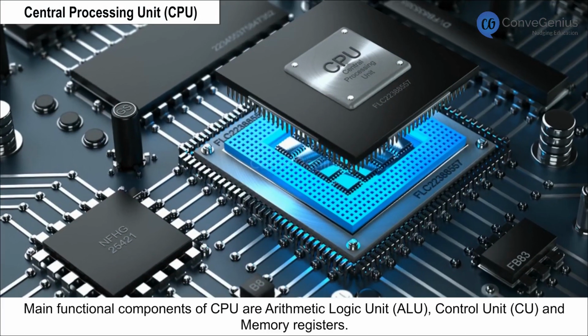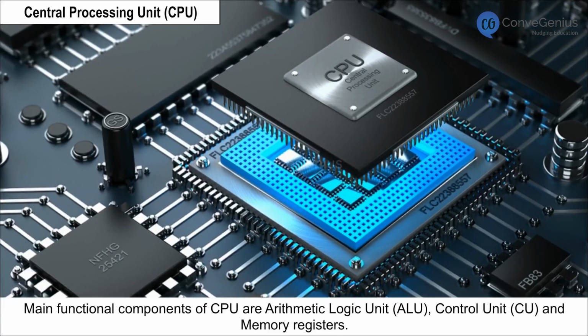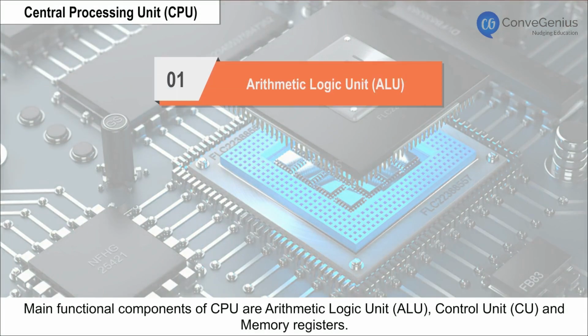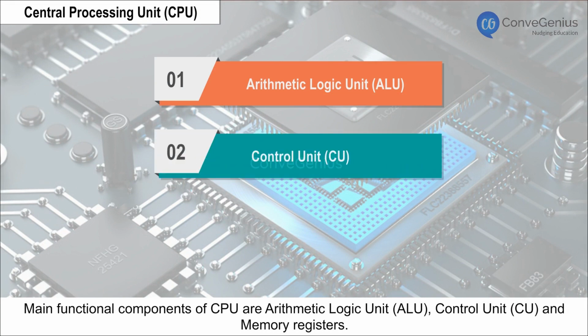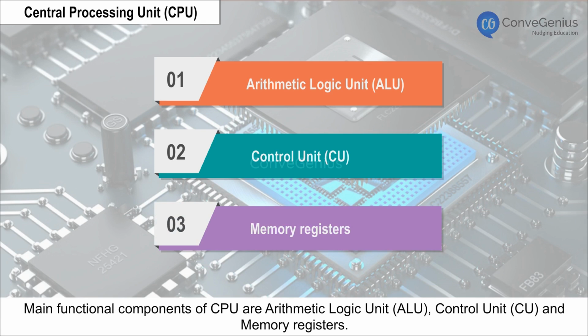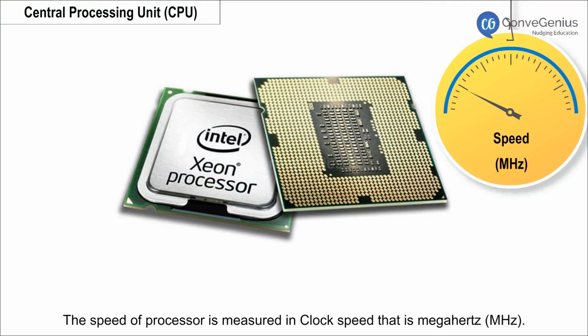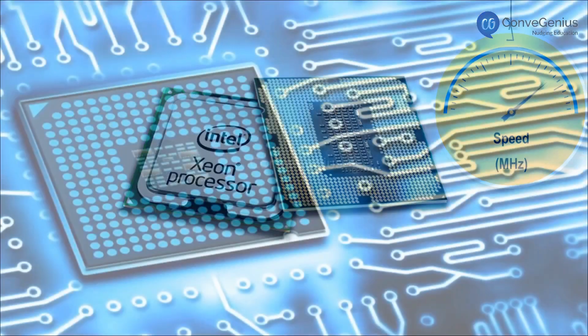The main functional components of the CPU are the Arithmetic Logic Unit, ALU, the Control Unit, CU, and Memory Registers. The speed of a processor is measured in clock speed, that is, megahertz, MHz.